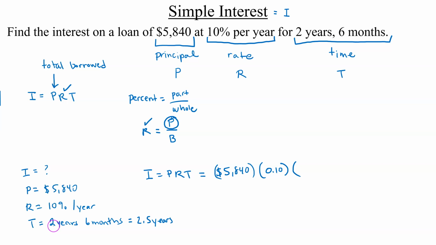Now you could have said, well, 2 years, that's 24 months, plus 6 months is 30 months. But what you need to be careful of is your rate is reported per unit time. So since this is reported as per year, we need to use this 2.5 years number. If this was reported as 10% per month, then we would have used the 30 months. So make sure that your time unit here and here match.